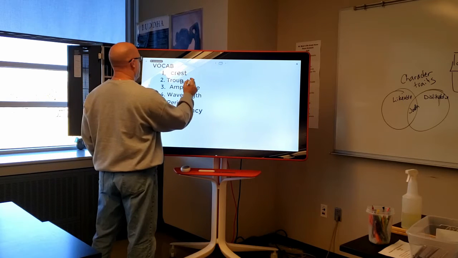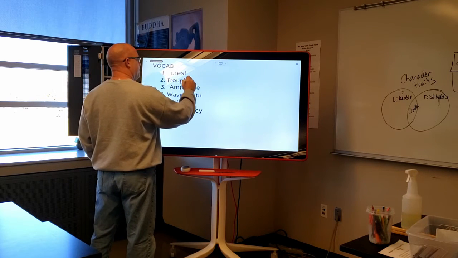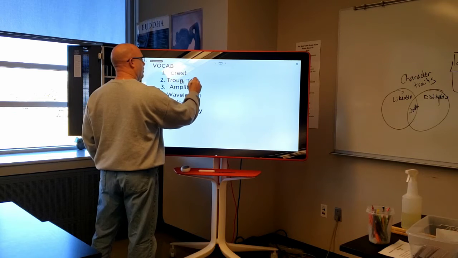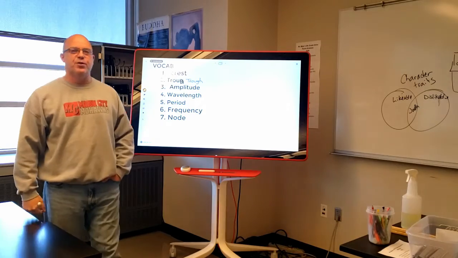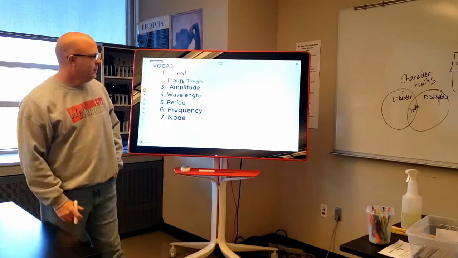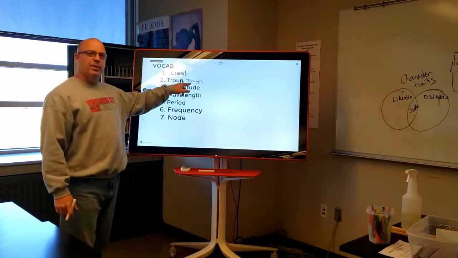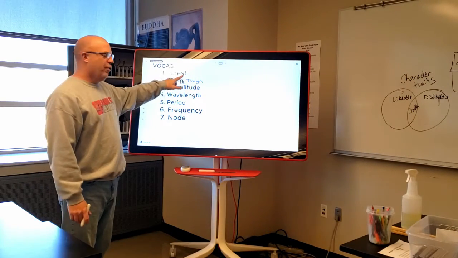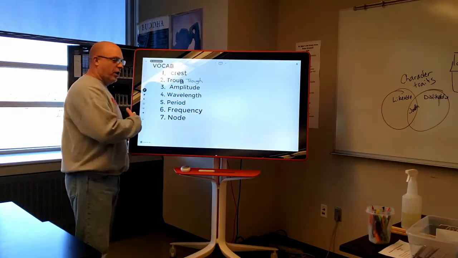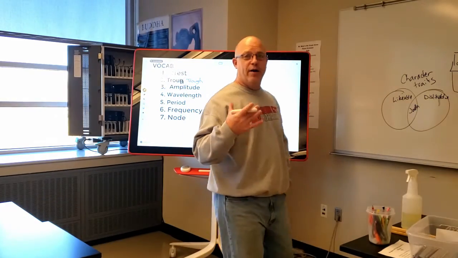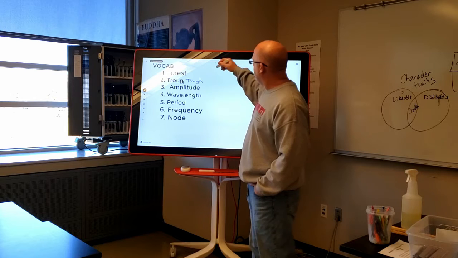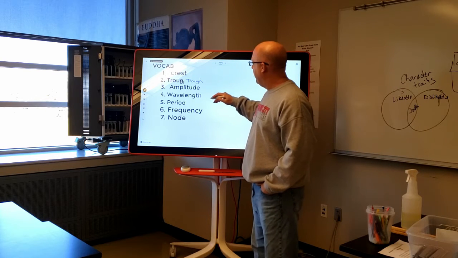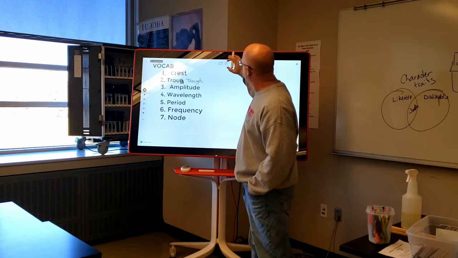For some reason, this one messed up. It should be trough. Some people call it trough, some people say trough. It's okay either way. Not what a pig eats at. Not trough like that. This is a little different. So we're going to go through and we're going to label these on the wave diagram for you. We have 7. Crest, trough, amplitude, wavelength, period, frequency, and node.